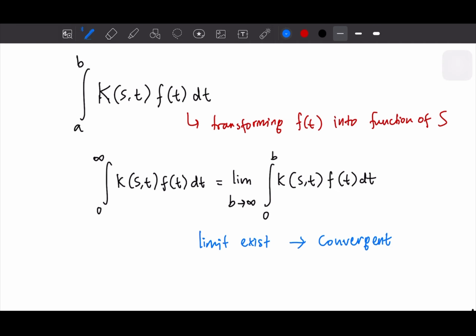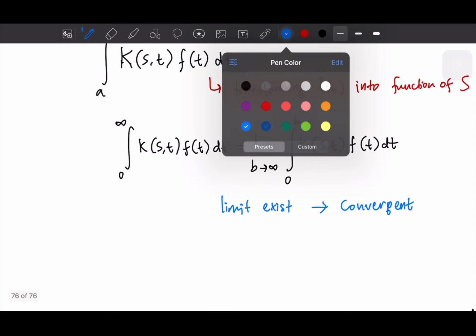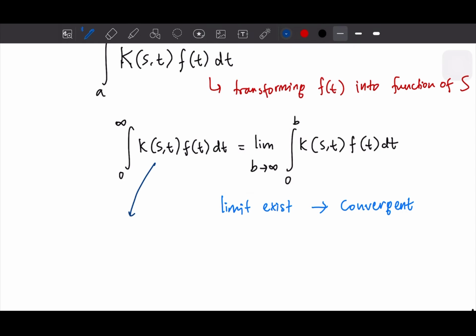So k will have s and t as its variables, but within the exponent form. So we could see, if we take the choice that k is e with negative st, this will give us a new perspective on these integrations.